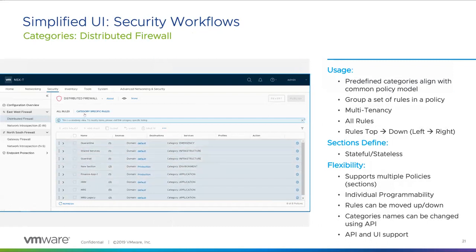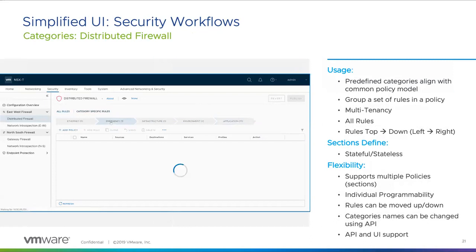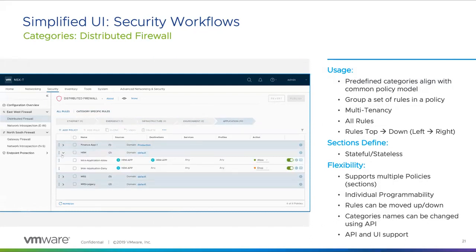I don't know if you can see this. This is a little animated GIF that rolls through the different screens for how we have these predefined categories in the distributed firewall. It's coming through very well.